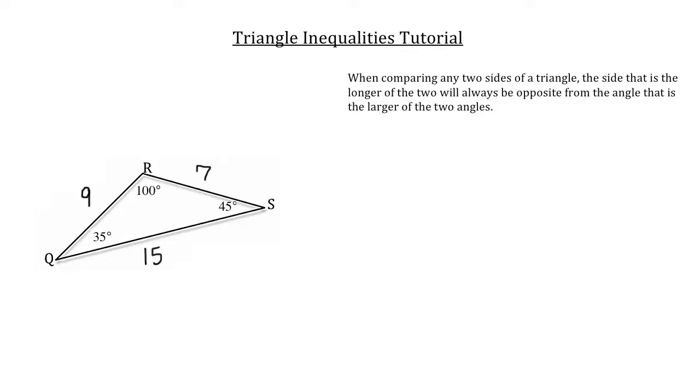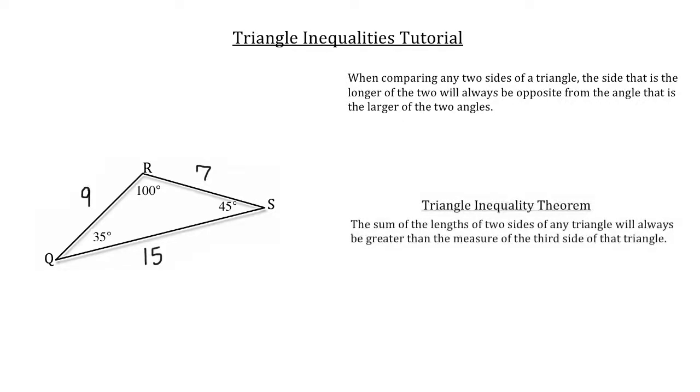That's going to lead us into the triangle inequalities theorem, which states that the sum of the lengths of any two sides of any triangle will always be greater than the measure of the third side of that triangle. I've drawn a couple pieces of information here to help us out. This is a summary of triangle QRS to the left, which obeys the triangle inequality theorem. Let's work it out together.